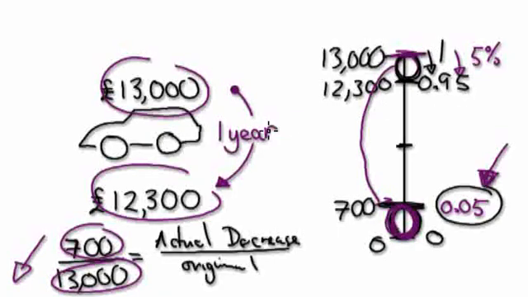Another way of saying it is your car is now worth 95% of its original value. So there are two ways of looking at this. You can say you've lost 5%, or you can say it is now at 95% of the original. So to answer this question, you've lost 5% of the value of your car.